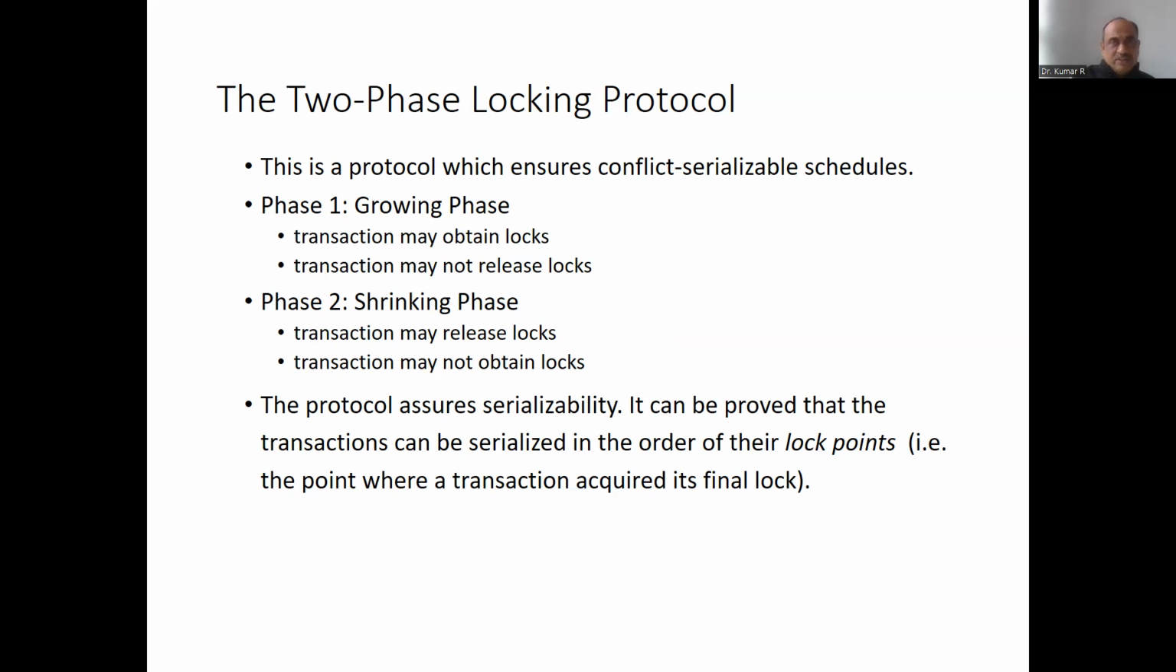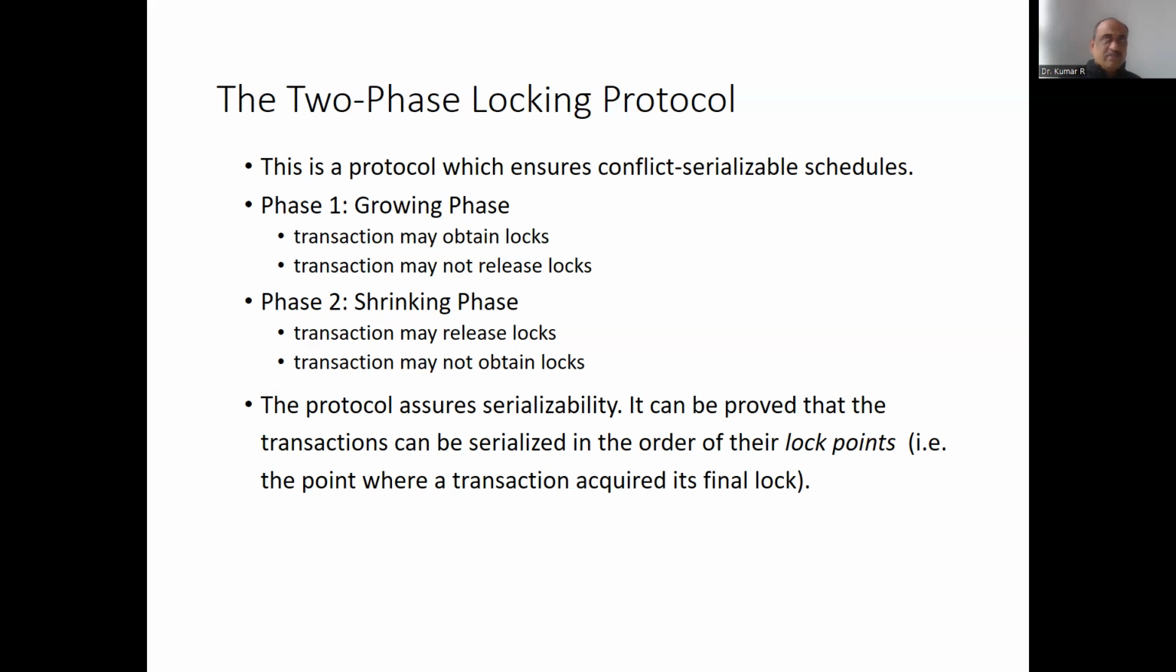Whenever you execute a transaction, it requires multiple locks in order to execute in concurrent mode. In such cases, you request the locks one by one. Multiple transactions may obtain locks, and the transaction may not release the locks. So it is a growing phase: lock 1, 2, 3, 4, 5, 6, like that. In the shrinking phase, the transaction may release locks, but the transaction may not obtain locks. That is the shrinking phase.